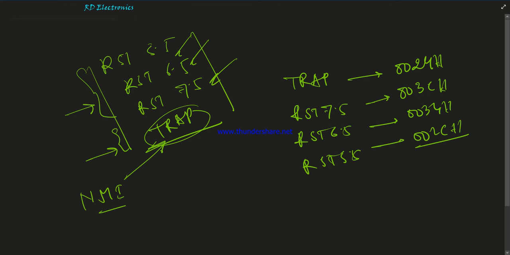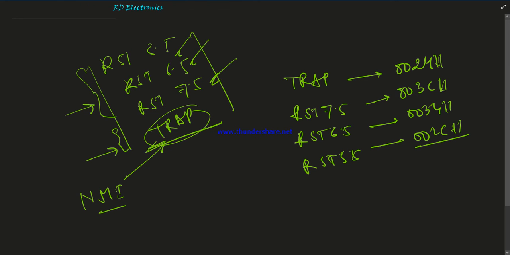That means it cannot be disabled by any software instruction, and next, it is level and edge sensitive. That means the input should go high and stay high to be acknowledged. It cannot be acknowledged again until it makes a transition from high to low to high. And next, the 3 maskable interrupts are RST 7.5, 6.5, 5.5.